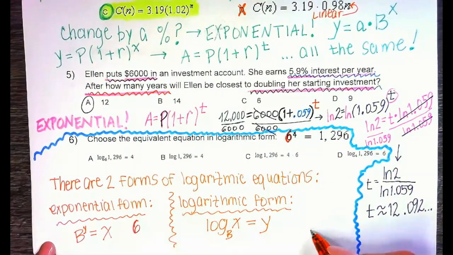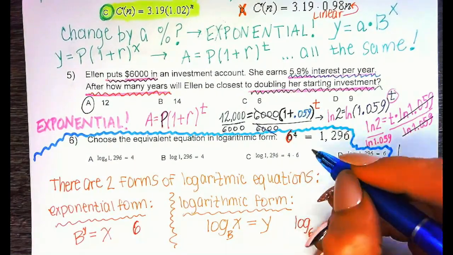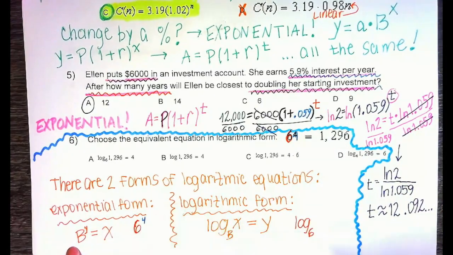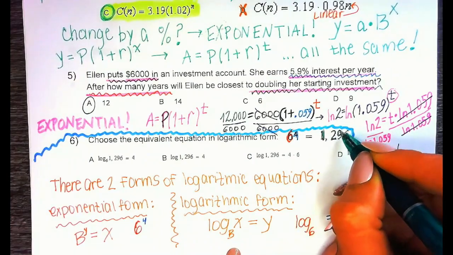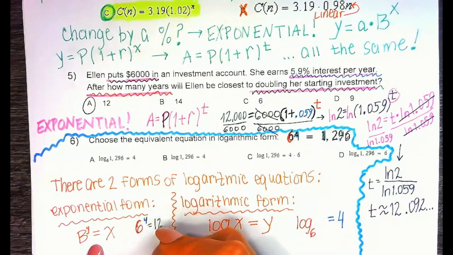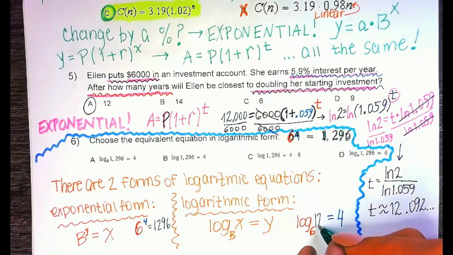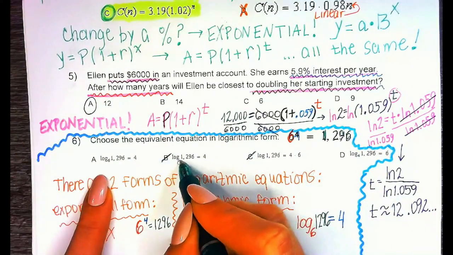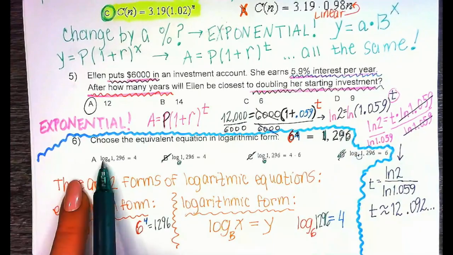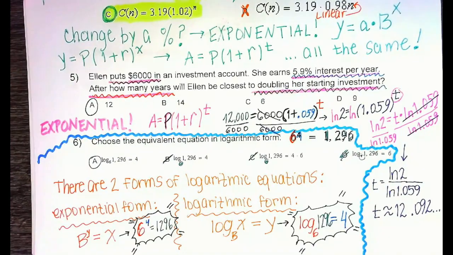My base in both examples is 6. 4, my exponent, is the y value. And 1,296 is the x value in these two equations. Now all I need to do is identify which choice has everything in all the right places, and that choice would be A.